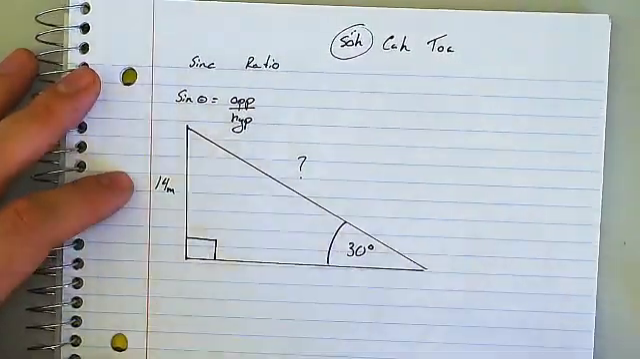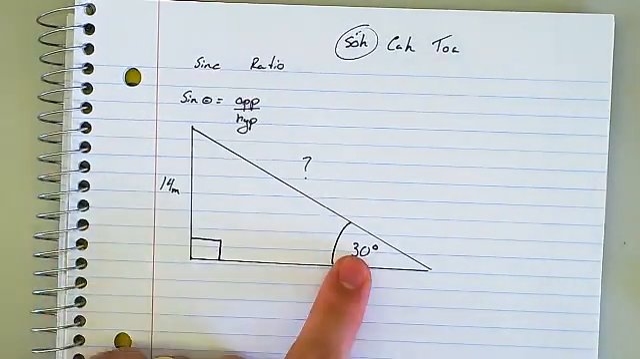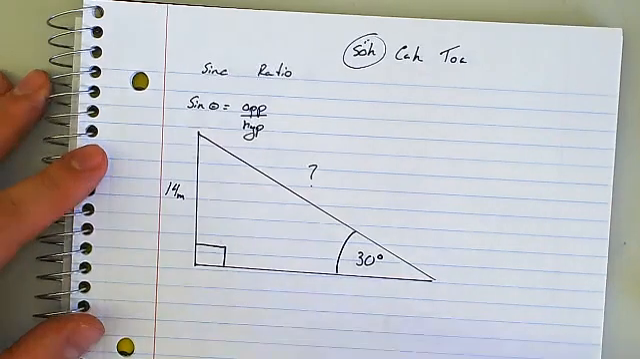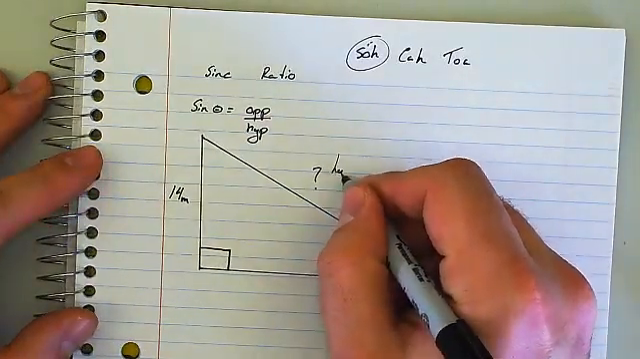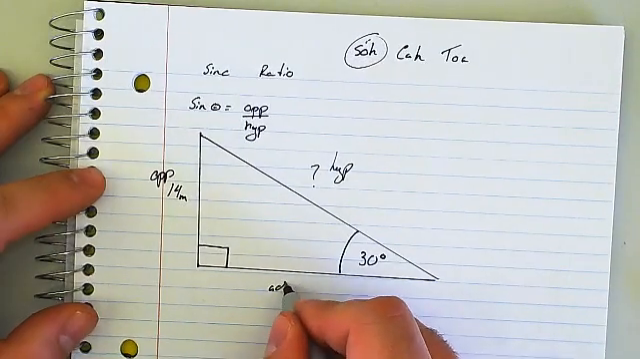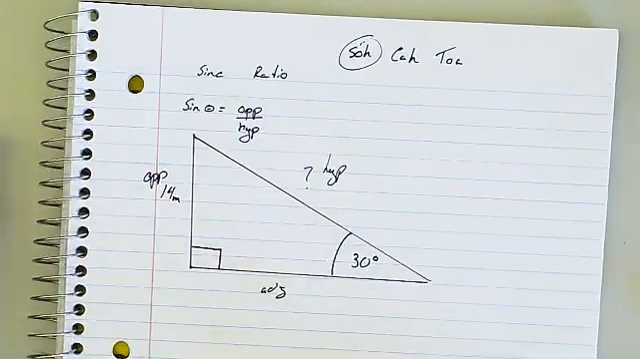So, in our scenario here, we have a triangle. We know it's at 30 degrees. The opposite side is 14 meters. We're trying to find our unknown. So this is our hypotenuse. This is our opposite. Not that it really matters, but this is our adjacent.